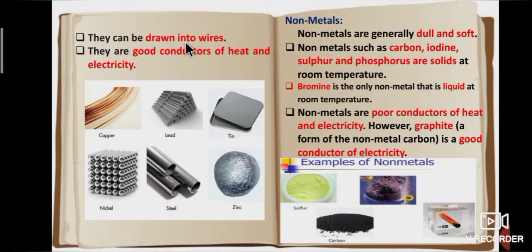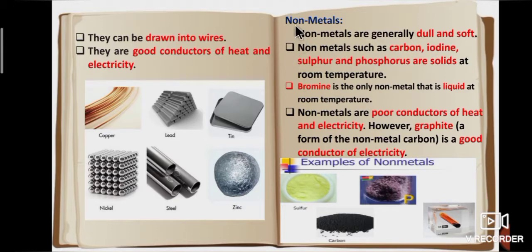Metals can be drawn into wires. Metals are good conductors of heat and electricity. Examples: copper wire, lead, tin, nickel, steel and zinc.